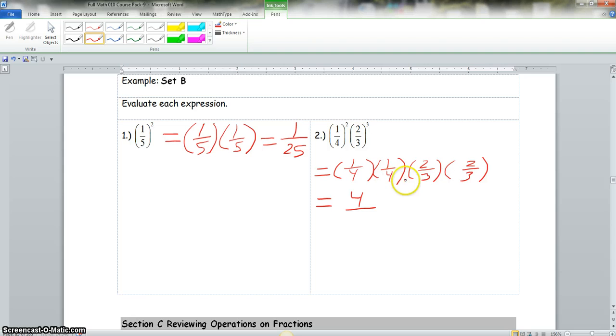4 times 4 is 16, times 3 is 48, times 3, well let's do that, 48 times 3. So this will give us 4, and 48 times 3, 3 times 8 is 24. We would carry our 2. 3 times 4 is 12, plus 2 is 14. So it'll be 144. So it's 4 over 144. We need to simplify this.